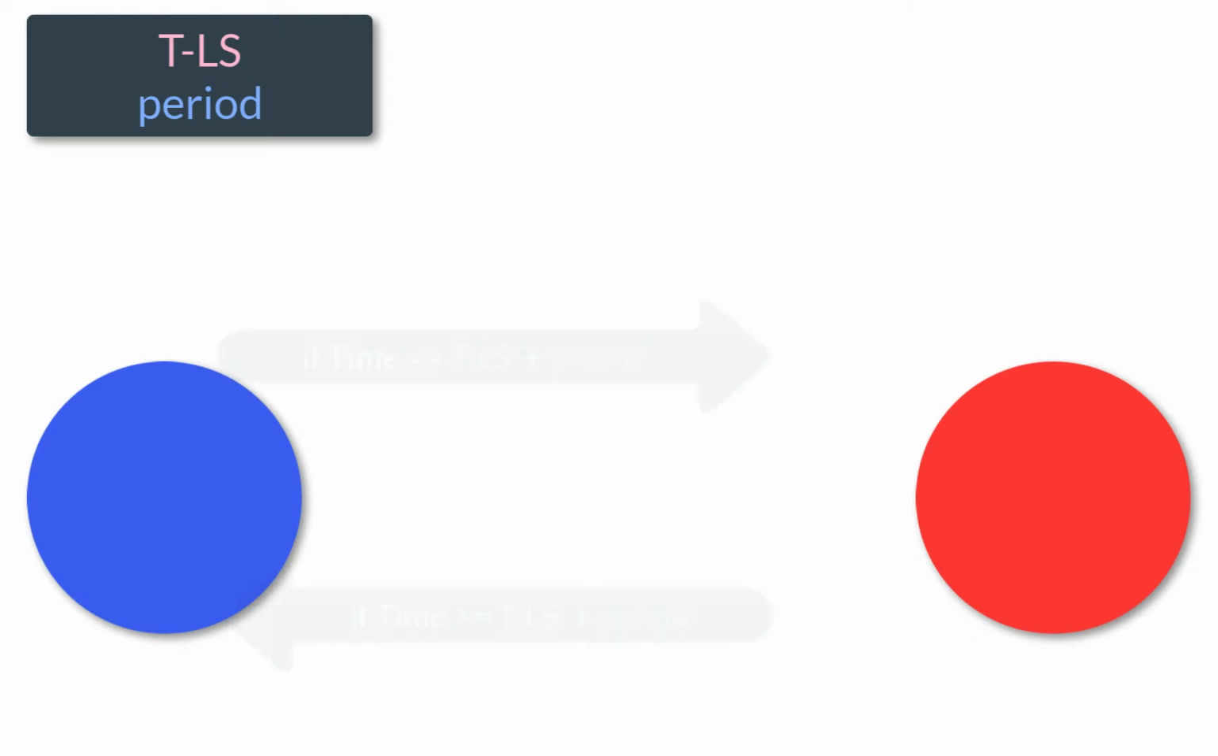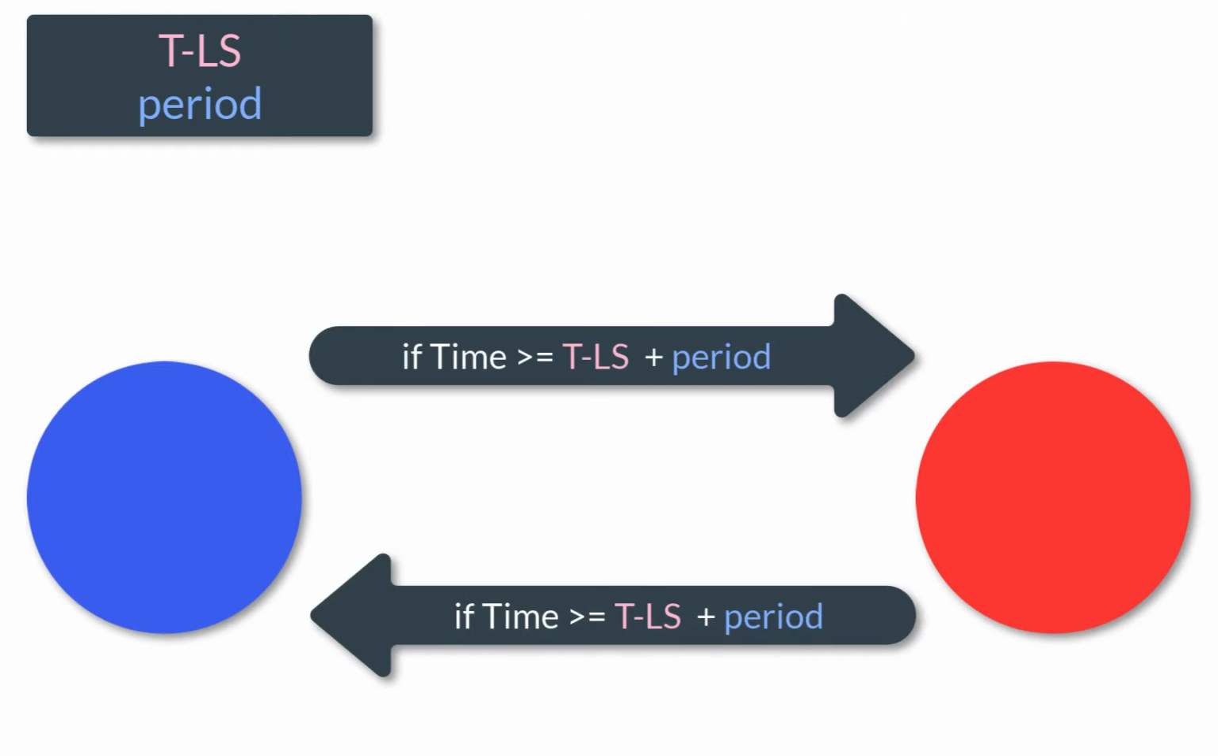Now, the event that can happen to take us from one state to the other is simply if the time right now is more than or equal to the time since the last time we did the switch, plus the period we specified. So if the last time we did the switch was, for example, at 10 seconds, and the time right now is 10.5, then we do not make a switch. But if the time right now is 11, then we do make a switch. And this transition can be represented by these two arrows.